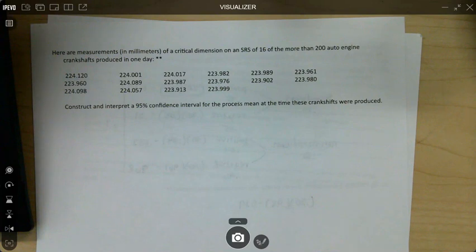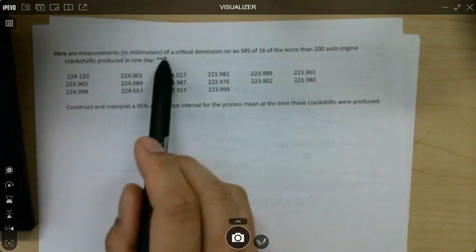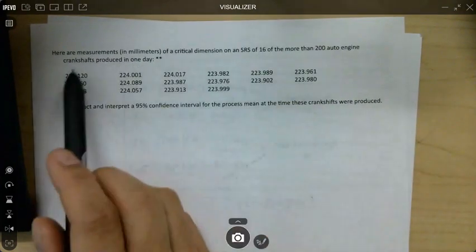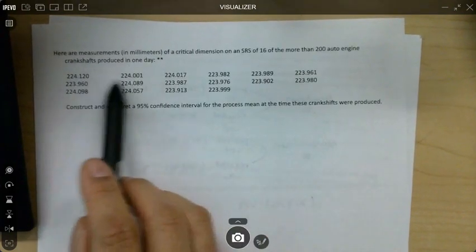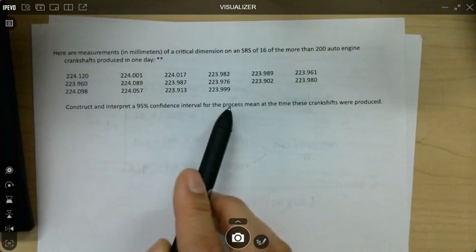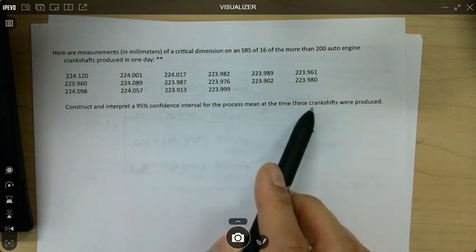All right, so the next question says, here are the measurements in millimeters of a critical dimension of an SRS of 16 of the more than 200 auto engine crankshafts produced in one day. So it gives us a bunch of measurements. Construct and interpret a 95% confidence interval for the process mean at the time these crankshafts were produced.